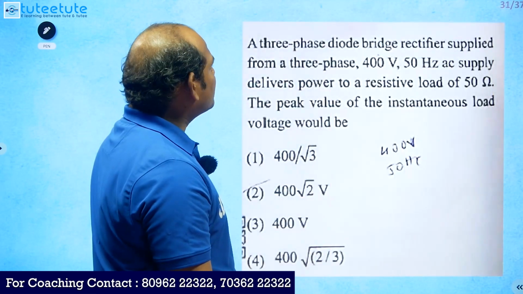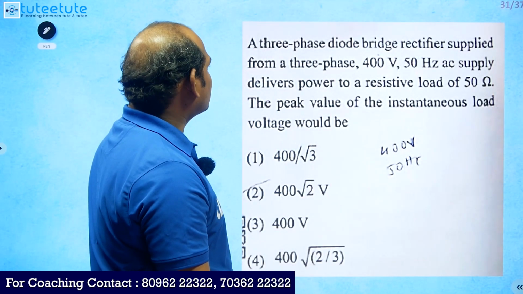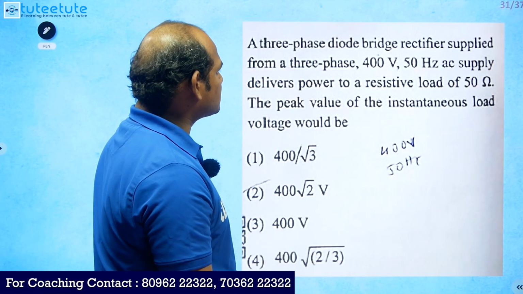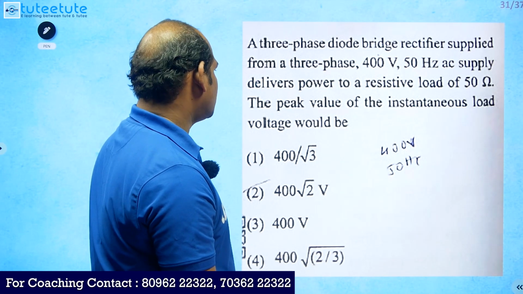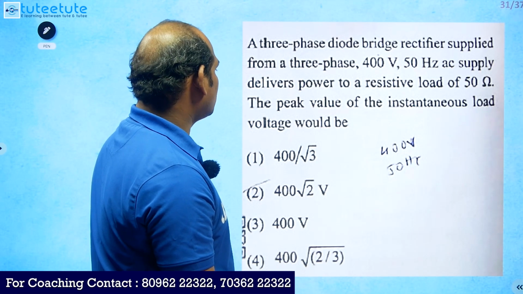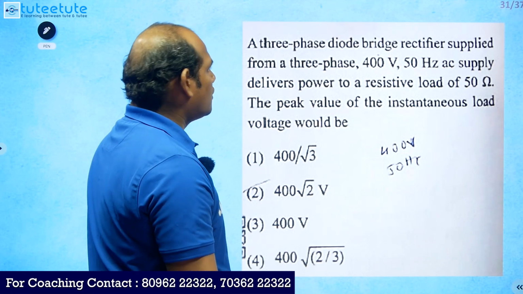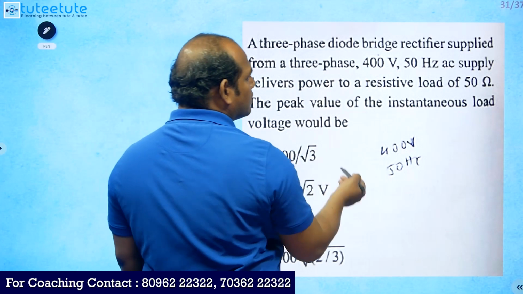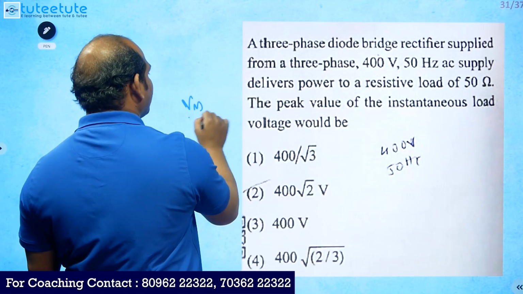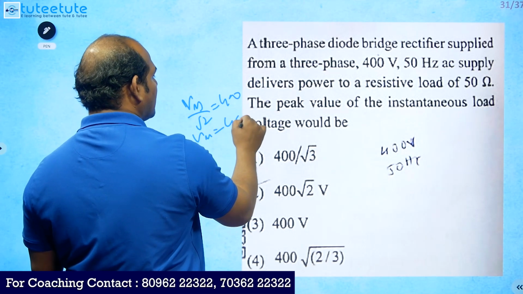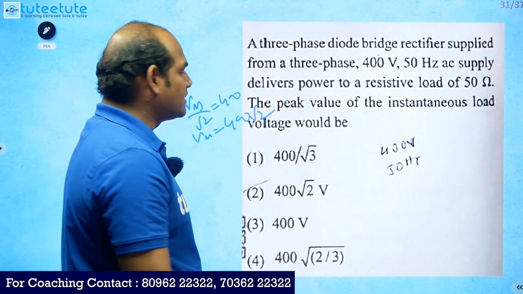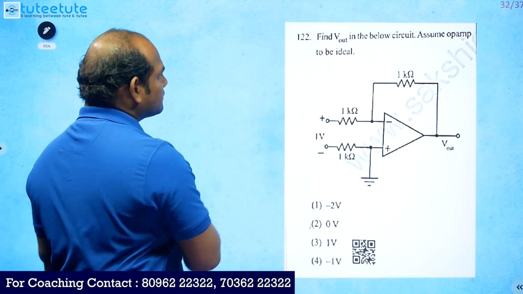Next, a 3-phase diode bridge rectifier supplied from a 3-phase 400 volts 50 Hz AC supply delivers power to a resistive load of 50 ohms. The peak value of the instantaneous load voltage will be. Okay, it is the RMS value. So the RMS value is nothing but Vm by root 2, that is equal to 400. So Vm is equal to 400 root 2. Okay, this calculation is simple. So the option is this one.